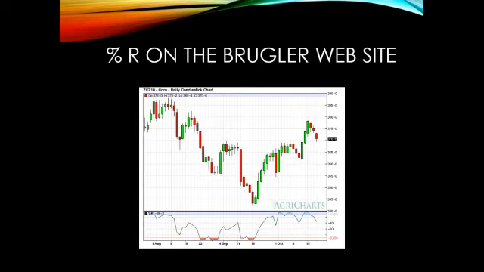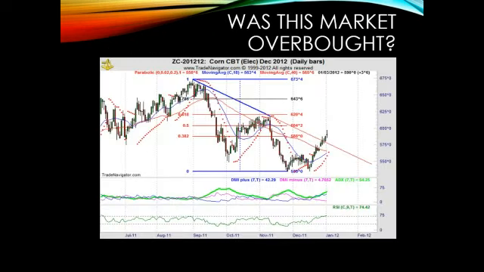Here's a different plot of the %R using, again, the Brugler website, and in this case, a candlestick chart. But you can see buy signals there for that %R indicator illustrated in red. Now, here's another illustration of RSI, and keep in mind, very similar to the stochastics.